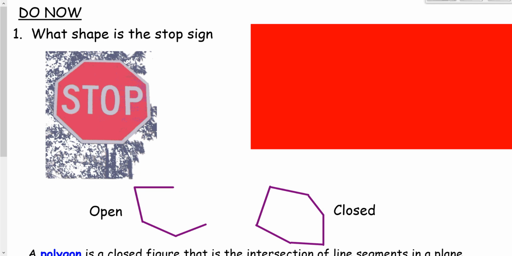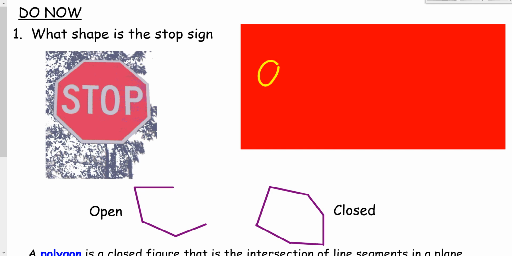All right, so the do now right now is just asking what is the shape of this stop sign, and hopefully you guys will remember that the shape of this stop sign is an octagon. Okay, so this is not a quadrilateral. This is going to be a different type of polygon, and today we're going to learn all about polygons, but we will relate it back to triangles and back to quadrilaterals off of things that we know.